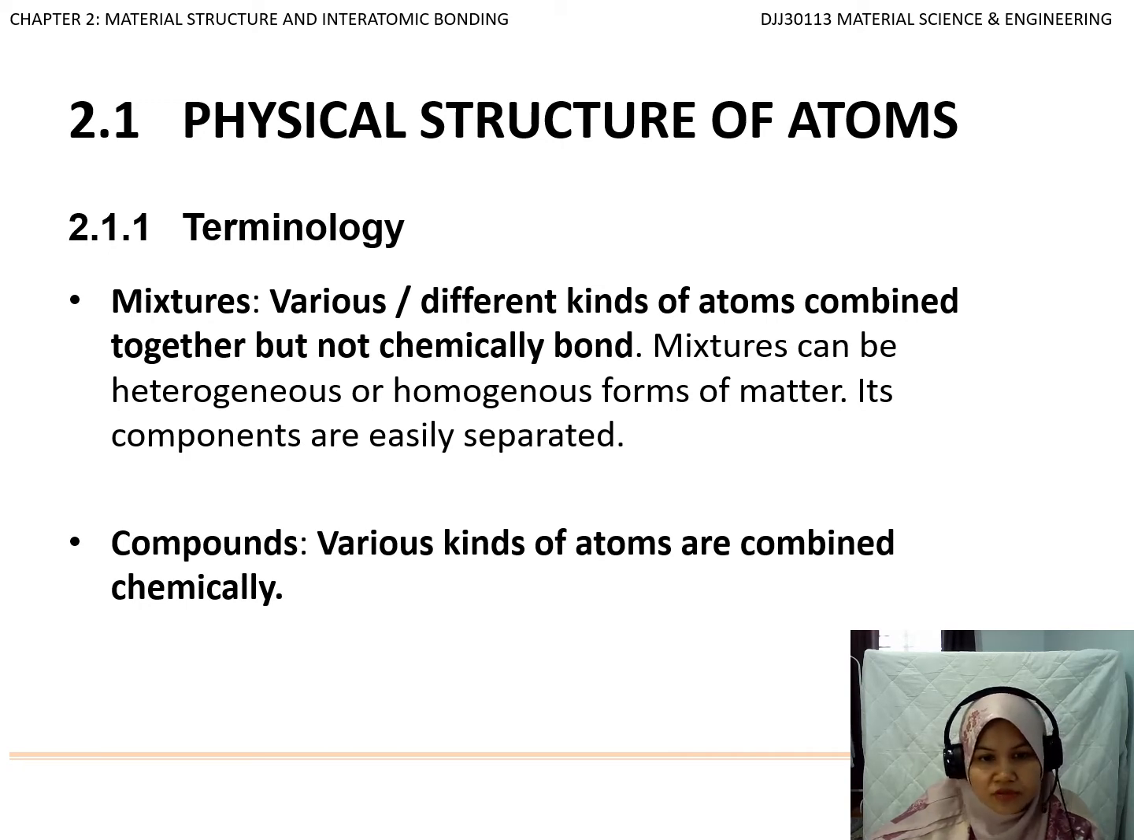While compounds. Compounds is a various kind of atoms are combined chemically. Apa maksud combine chemically and not chemically? Kalau combine chemically, dia akan terlarut sekali lah. Ikatan tu akan terikat sekali, dia tak boleh pisahkan dah. Kalau not chemically bond, kita masih boleh asingkan lagi lah.